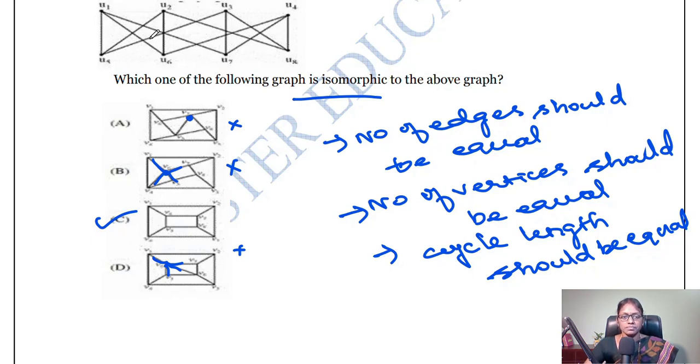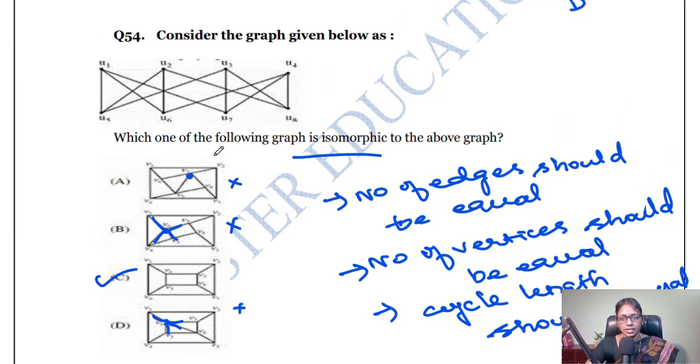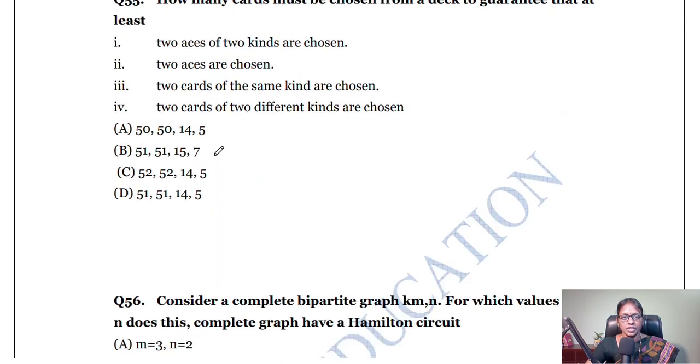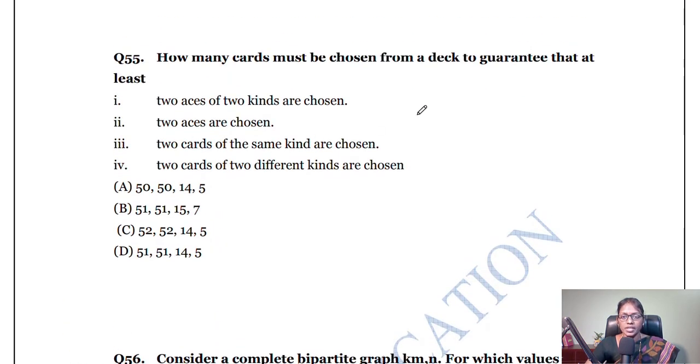It may be represented in any form, but these should be equal. The number of edges should be equal, the number of vertices should be equal, and the cycle length should be equal. Then we can say that the two graphs are isomorphic. Hope you are clear? Yes.